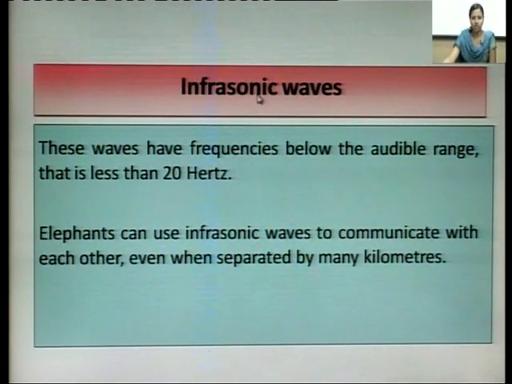Second type of waves is infrasonic waves. These waves have frequency below the audible range, that is less than 20 hertz. Elephants can use infrasonic waves to communicate with each other even when separated by many kilometers. So infrasonic waves have frequency less than 20 hertz, and are used by elephants to communicate with each other.